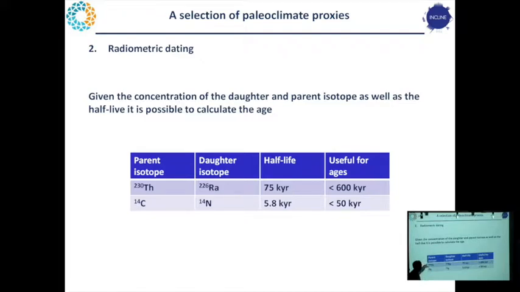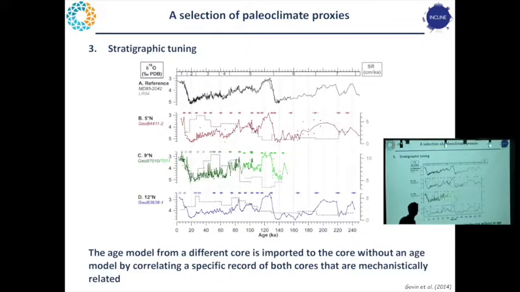Examples typically applied in paleoclimatology and paleoceanography: Thorium-230 is the parent isotope, daughter isotope radium-226, half-life 75,000 years, useful for ages up to 600,000 years. Other example, radiocarbon: carbon-14, daughter isotope nitrogen-14, half-life 5.8 thousand years, useful for ages up to 50,000 years. Good, perfect.